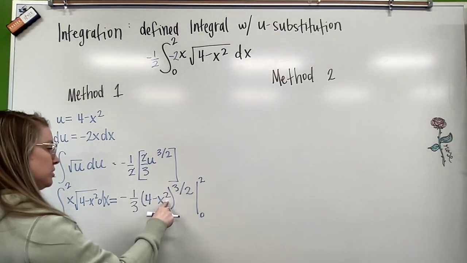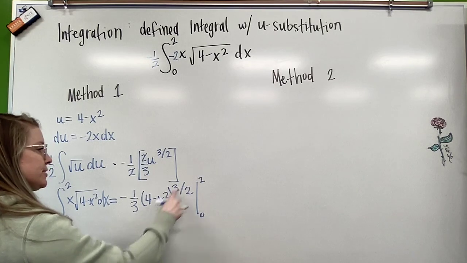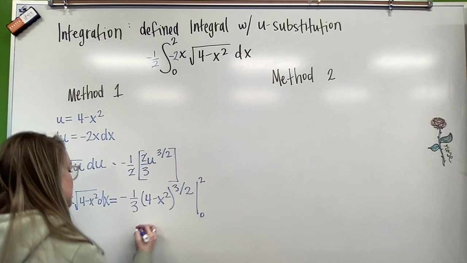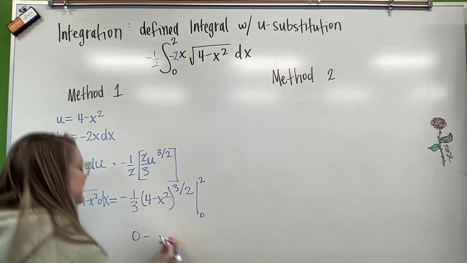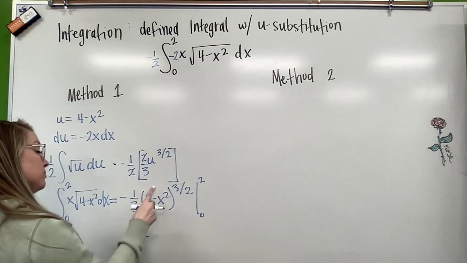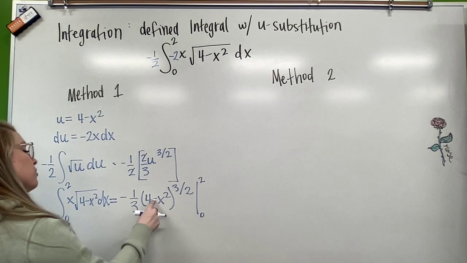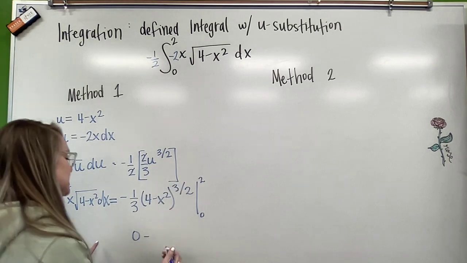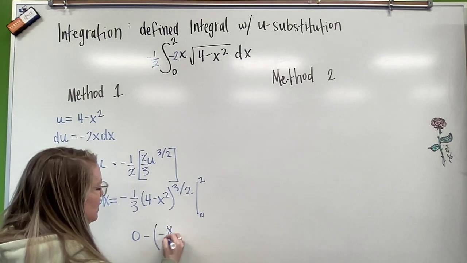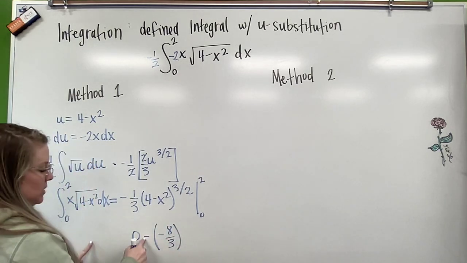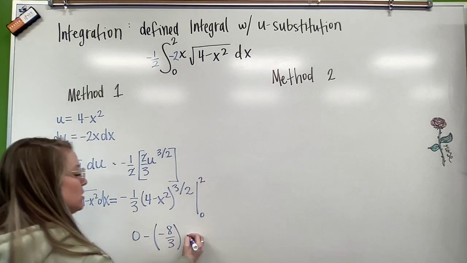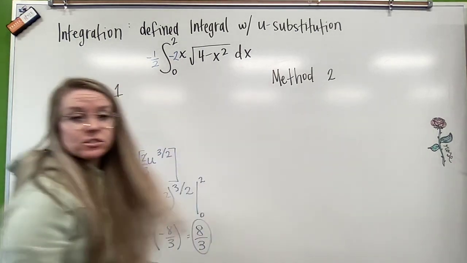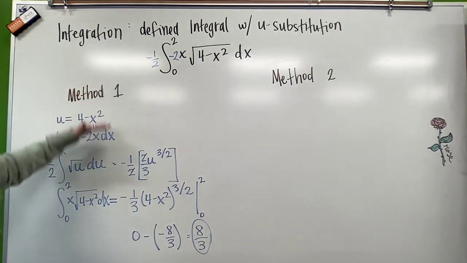So I'm going to plug in 2. Well, that's interesting. 2 squared is 4, 4 minus 4 is 0, so this all gives me 0, minus, now I'm going to plug in 0. 0 squared is 0, 4 minus 0 is 4, square root of 4 is 2, 2 cubed is 8, so that's going to give me negative 8/3. So 0 take away negative 8/3 is going to be positive 8/3. And there's my answer. So the U-substitution works.